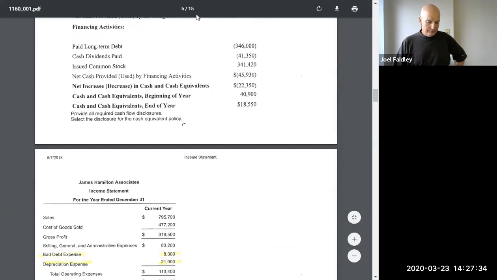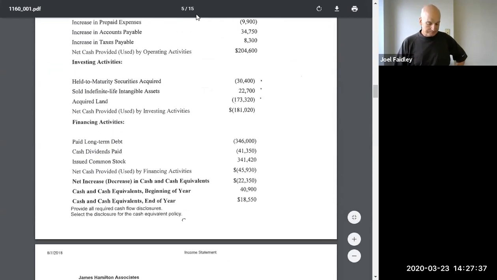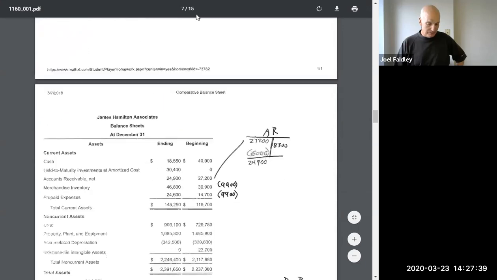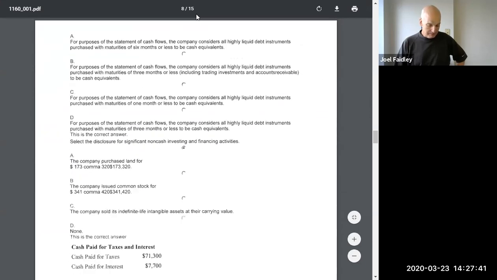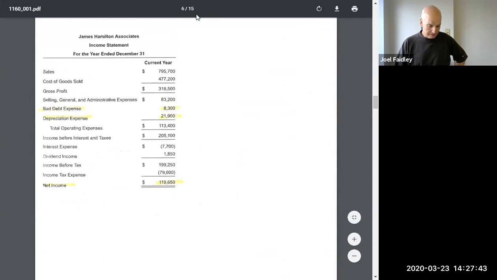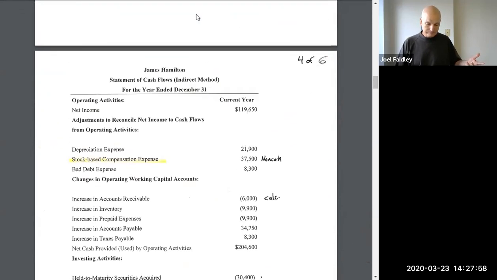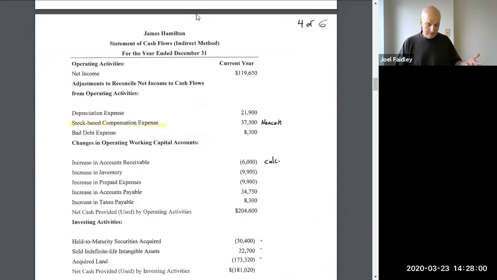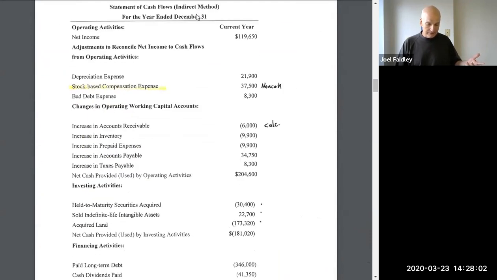Again, we want to start. Of course, I've got the solution first. And we want to go down here to the income statement. Now, there it is. You always start with the income statement because that's the first thing on the statement of cash flows, your operating. So start with net income, 119,650. There's depreciation expense, and there's bad debt expense. It's the same process that we did in that prior example. So there's my 119,650. There's depreciation. There's my bad debt expense.